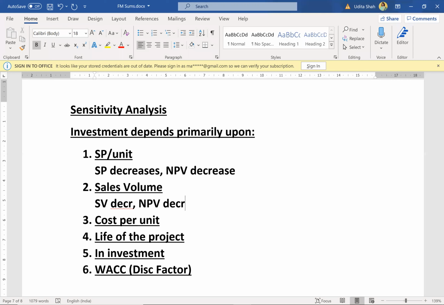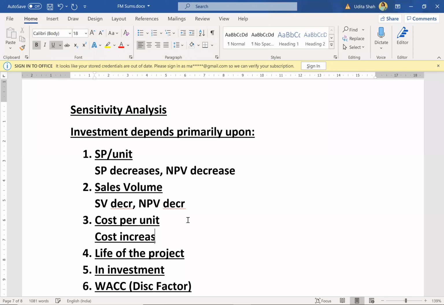Similarly, cost per unit, if cost increases, then NPV decreases, correct? Cost, it will be the other way around. If my cost increases, the NPV will start to decrease. So again, what does management want to find? Till what percentage can management afford the cost to increase? Beyond a certain percent increase of cost, what will happen? My NPV will become zero.